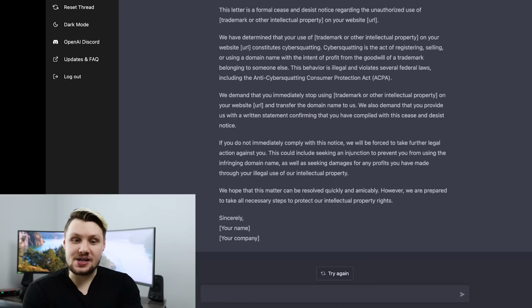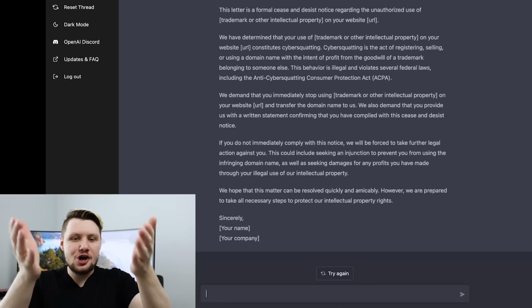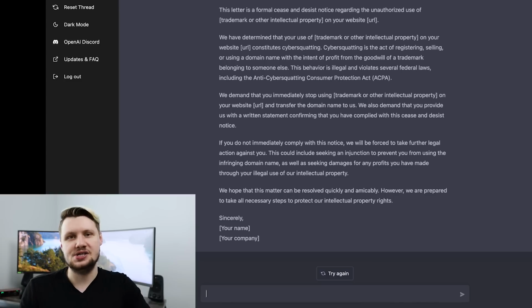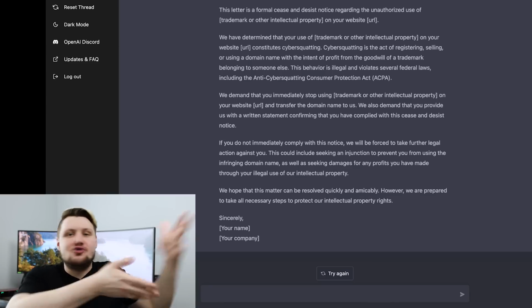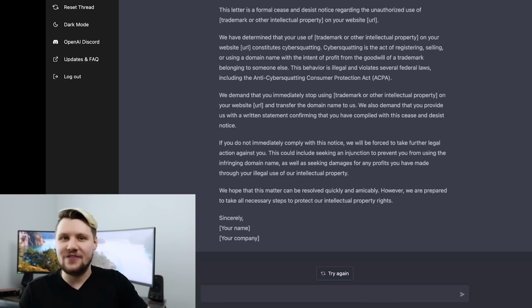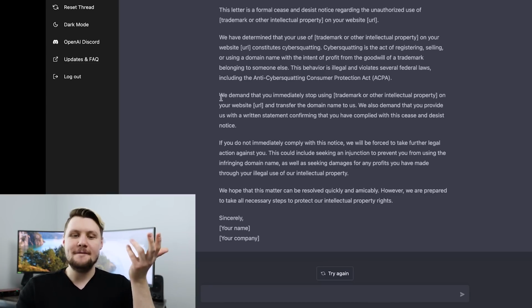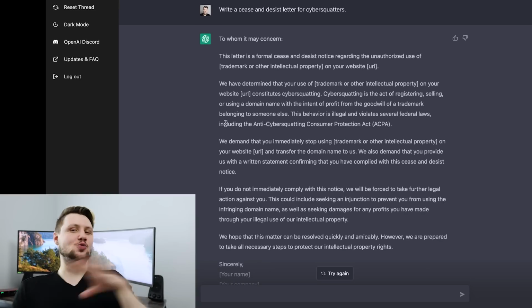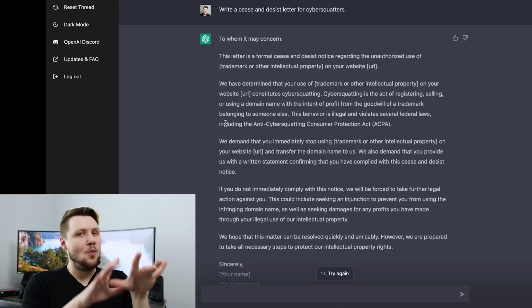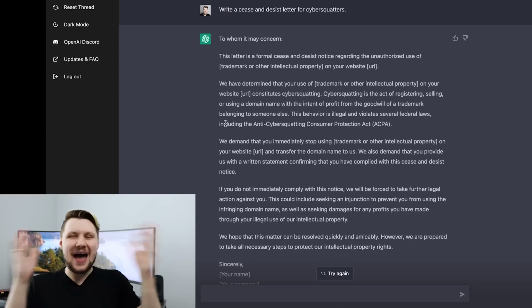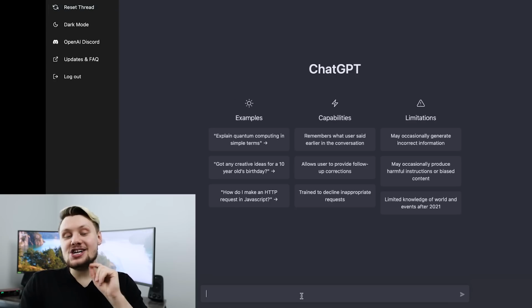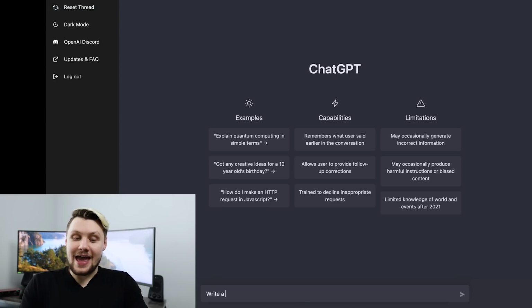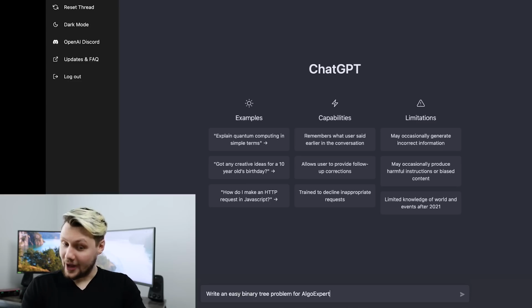This is absolutely amazing. This is a very good, acceptable, simple cease and desist letter. At the very least, it's a good baseline to then create your own cease and desist letter, add things to it. Absolutely incredible. Now, let's switch gears a little bit and let's go down more of a scientific or mathy path for ChatGPT. Let's ask ChatGPT to write an easy binary tree problem for AlgoExpert.